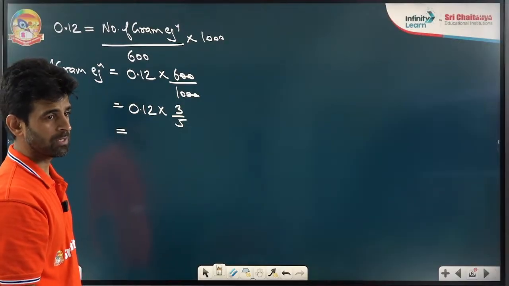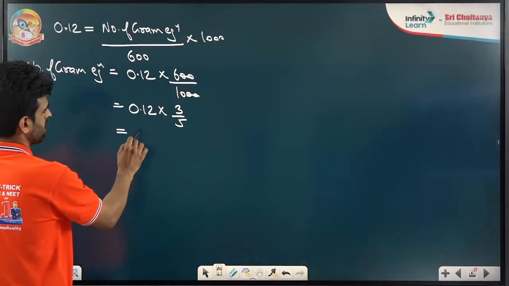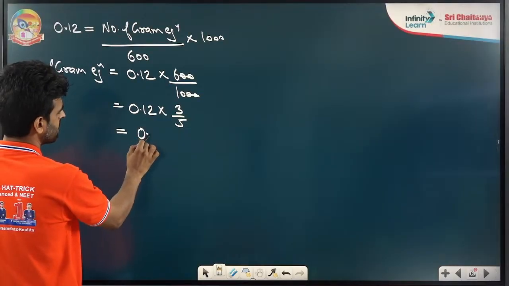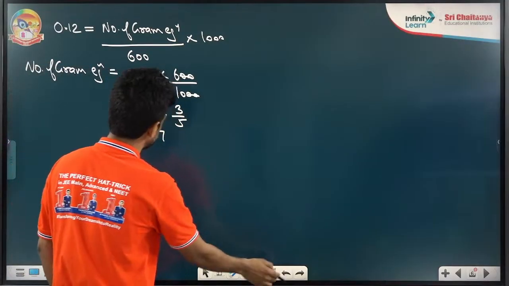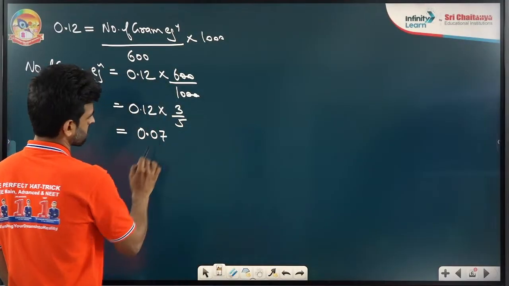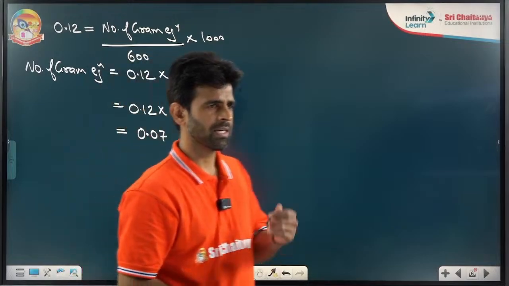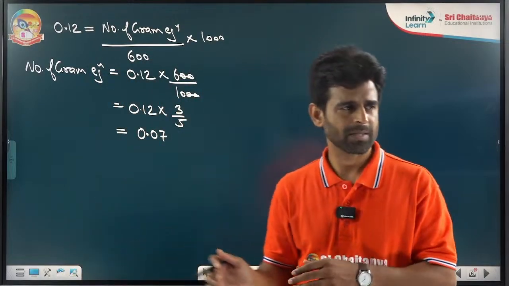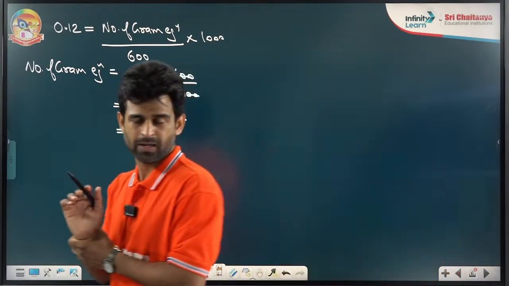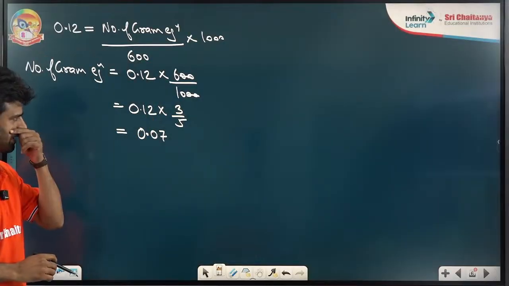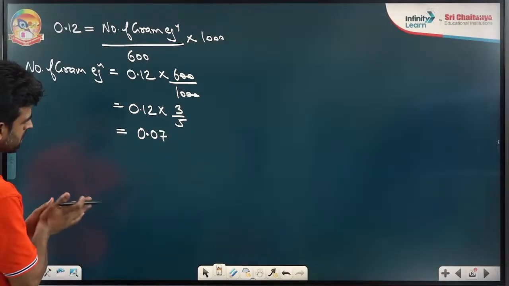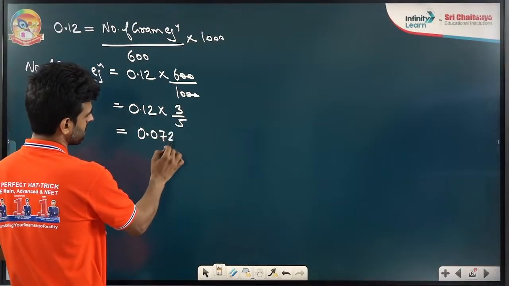Okay, Sharanya is saying 0.07. Sorry, it is gram equivalents only. 0.07, you can check the calculations once. So 0.07 is coming. Fine, good.